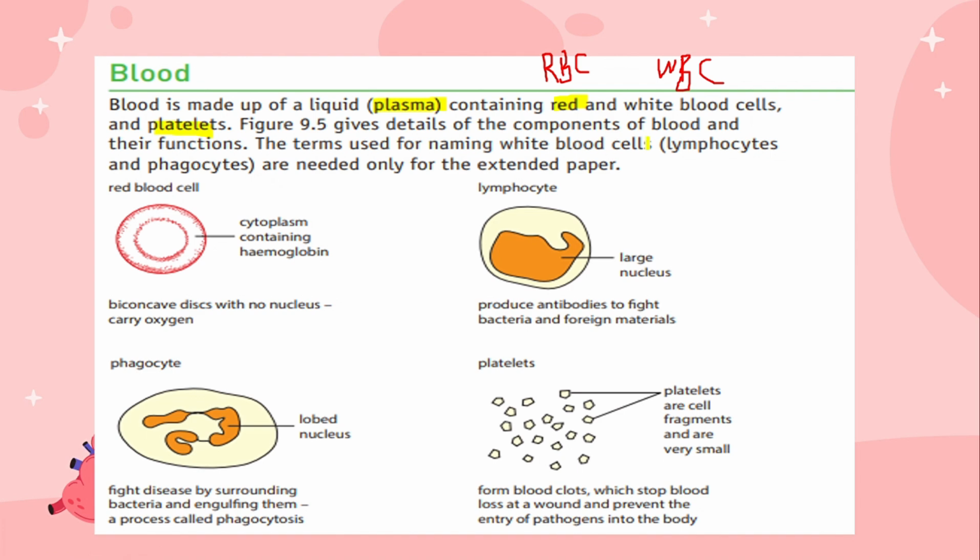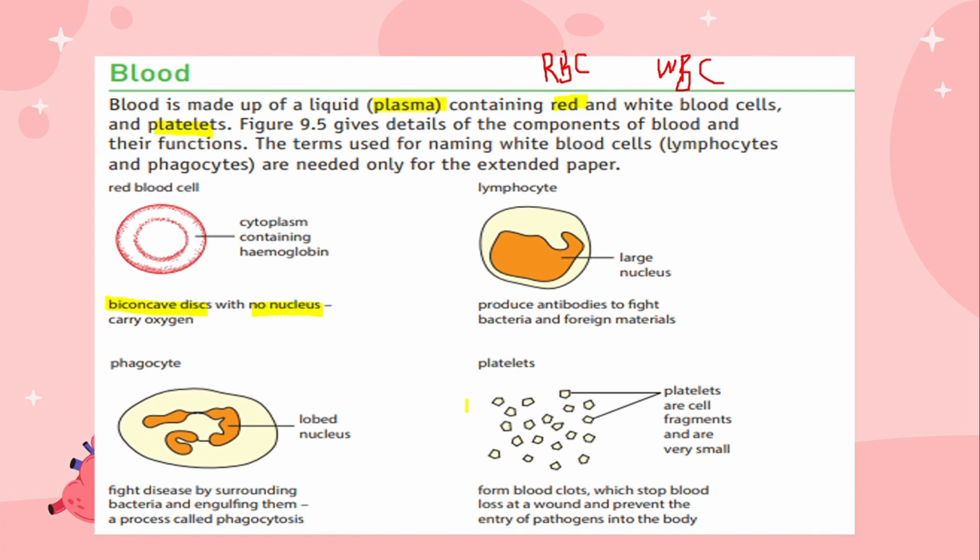Wait, let me use our highlighters for that. Give details of the components of the blood, their functions. The terms used for naming the white blood cells, the lymphocytes and the phagocytes, are needed only for the extended paper, and I'm talking about the extended paper. So starting with the red blood cells, it is a biconcave disc shape with no nucleus, which carries the oxygen.